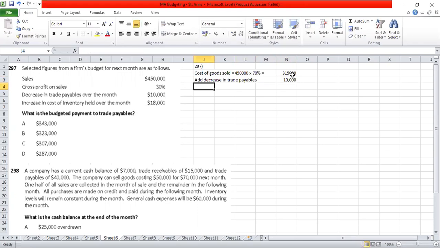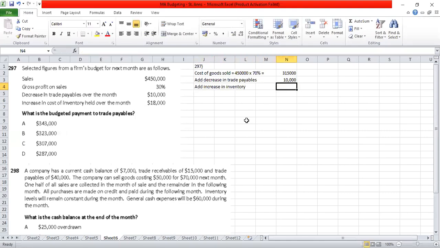What about the other one? Increase in cost of inventory held over the month. So whatever inventory is purchased, the closing stock, as we call it, has increased. Why would it increase? It would increase because they have purchased it. So it is an additional purchase. When it is a purchase, it is a payment. Unless credit terms are given, and because there are no credit terms given, we are assuming that the purchase was made on cash basis. So add the increase in inventory.